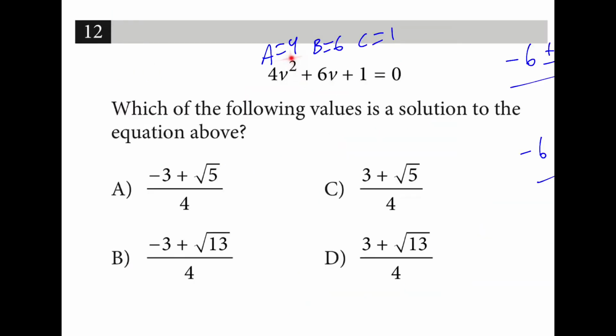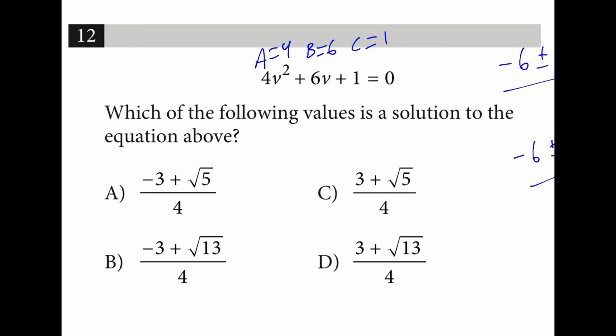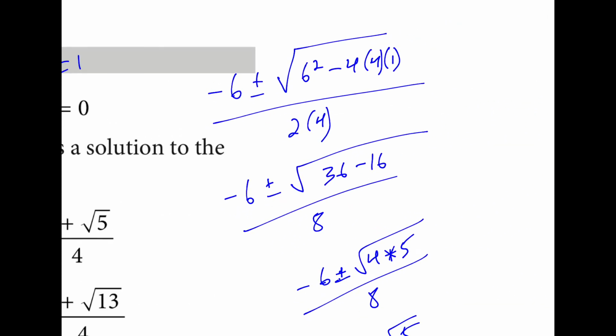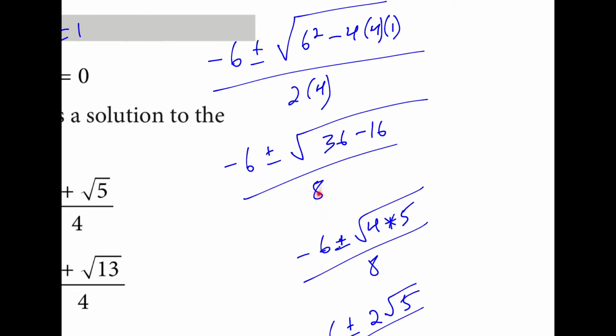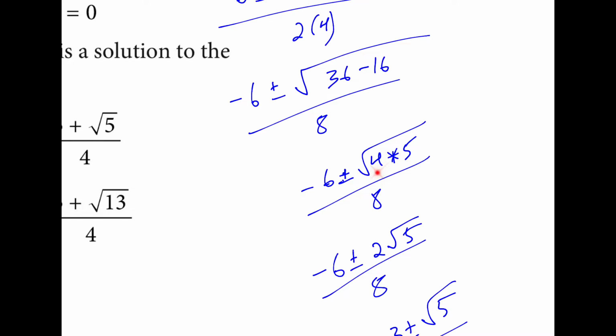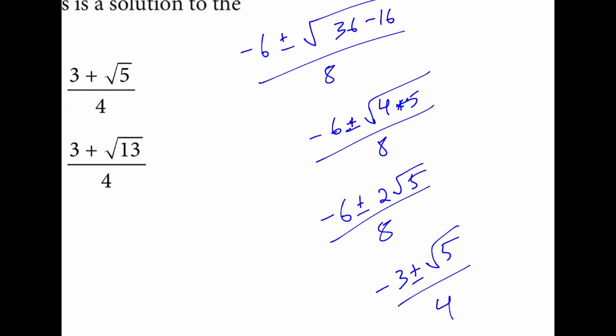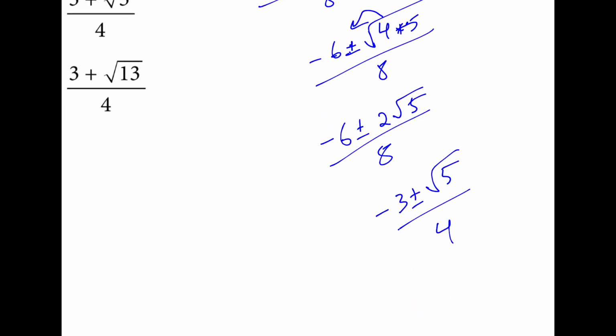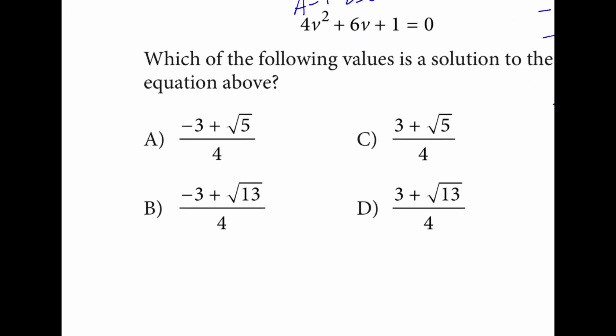First thing I'll do is I'll label a as 4, b as 6, and c as 1. I'm going to plug that into the quadratic formula. I can simplify this into 36 minus 16, and 2 times 4 is 8. This becomes the square root of 20 originally, and I can rewrite that as the square root of 4 times 5, and that allows me to pull out the 4, because that's a perfect square. So this becomes negative 6 plus or minus 2 root 5 over 8, and I can simplify this by dividing everything by 2, and this is my final answer, which is A.